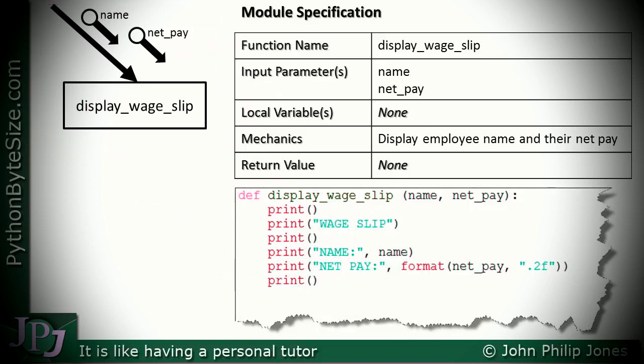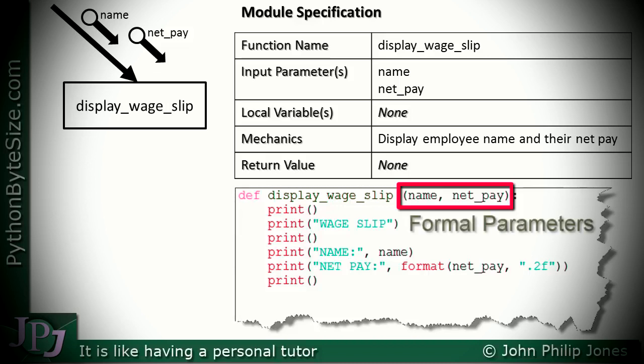If we look to the actual name as shown here, well, that name we can see is here in the snippet of the structure chart, and it's here in the module specification. If we look here, we can see that we have two names. One is called name and the other is net pay. Now these are going to be the parameters, the input parameters for this function, and in fact these are referred to as formal parameters, and I think that's important that you remember that in description there.